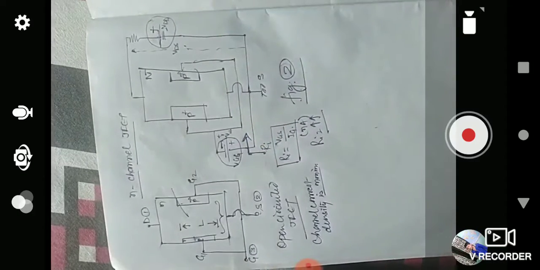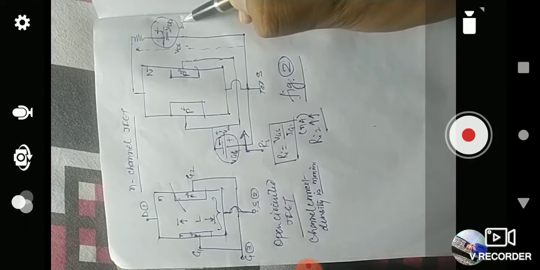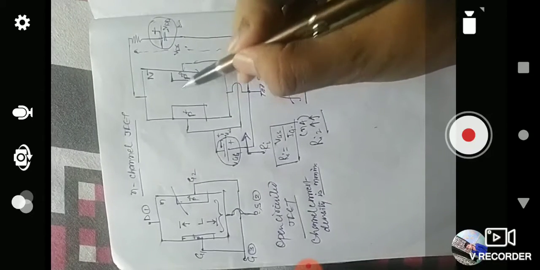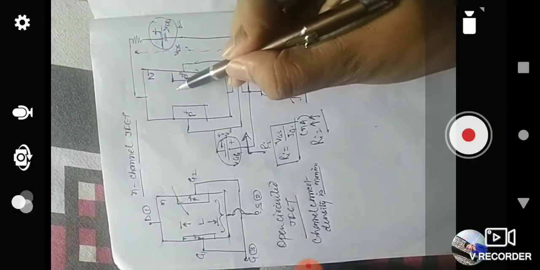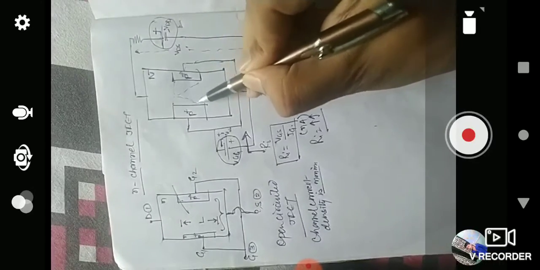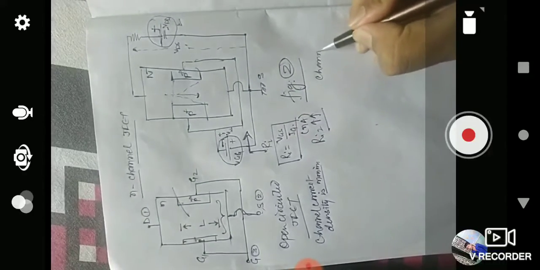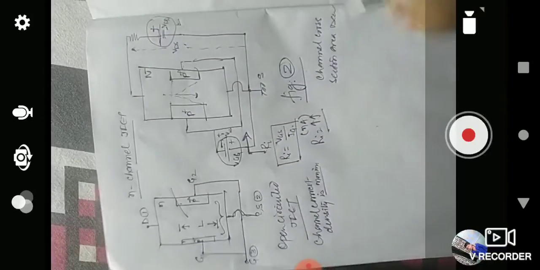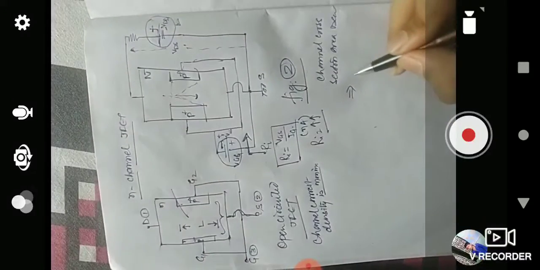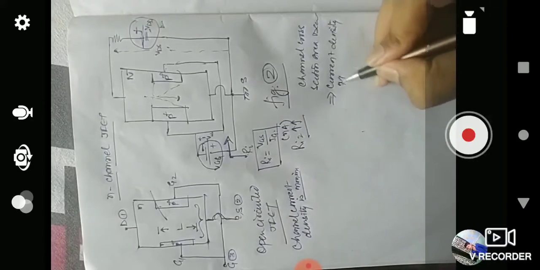So in a JFET, when VDS is applied, the channel cross sectional area decreases. As the channel cross sectional area decreases, the current density increases. I am talking about the density, not only the current.